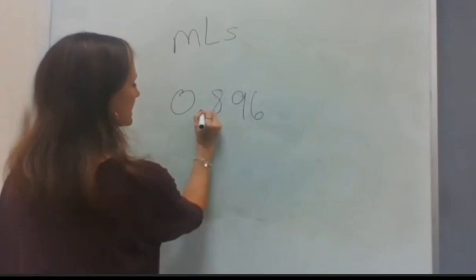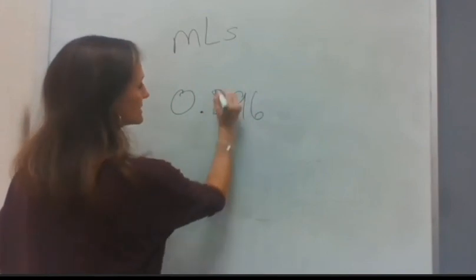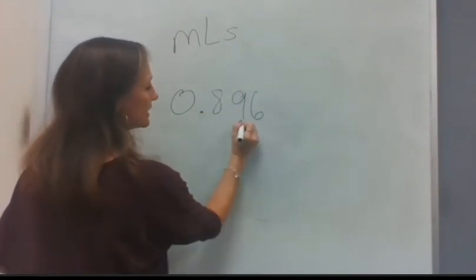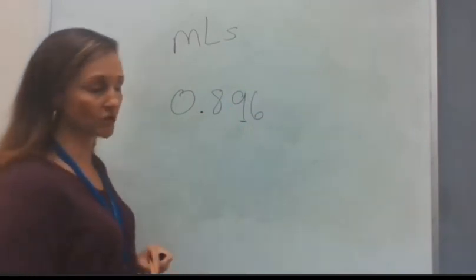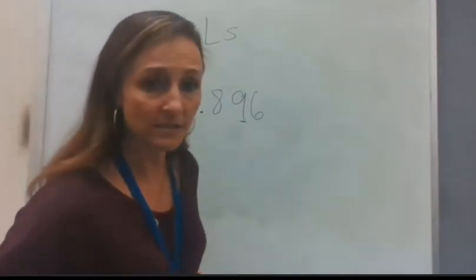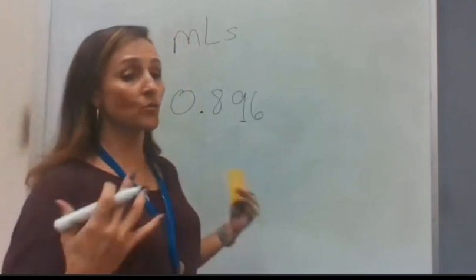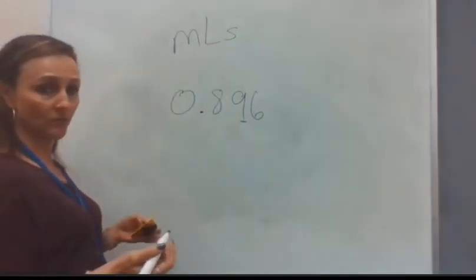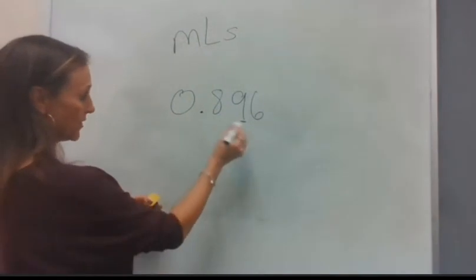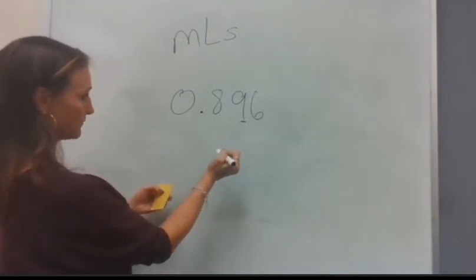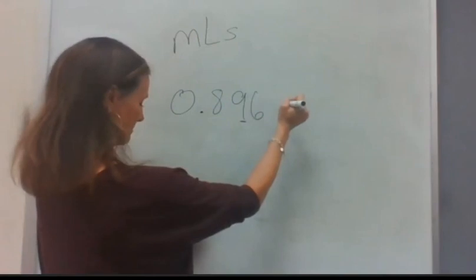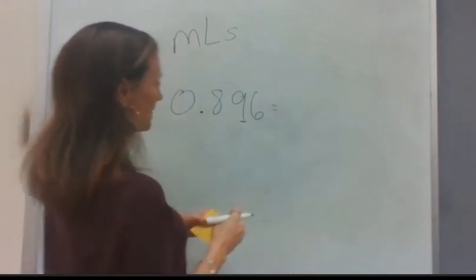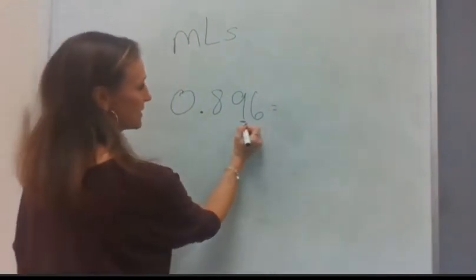0.896. Here's my decimal. First one is tenths. Second one is hundredths. Make sure you know. Third one is thousandths. So when I say we're going to round to the nearest hundredths, what does that mean? What am I going to do? Let me look at this.